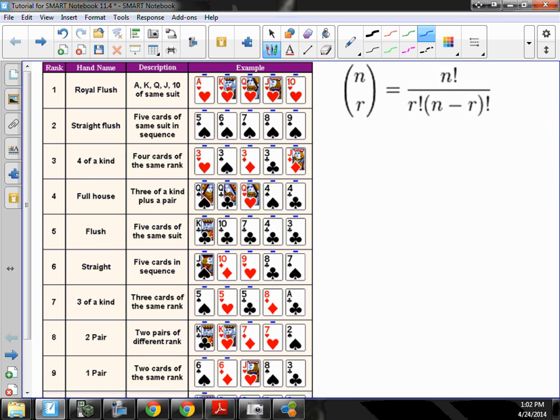Okay, next one. Full house. 3 of a kind, 2 of a kind. Okay, so if I switch my 4s and my Qs, does that change the problem? If I had Q, Q, Q, 4, 4, or 4, 4, 4, Q, Q, that's definitely different.